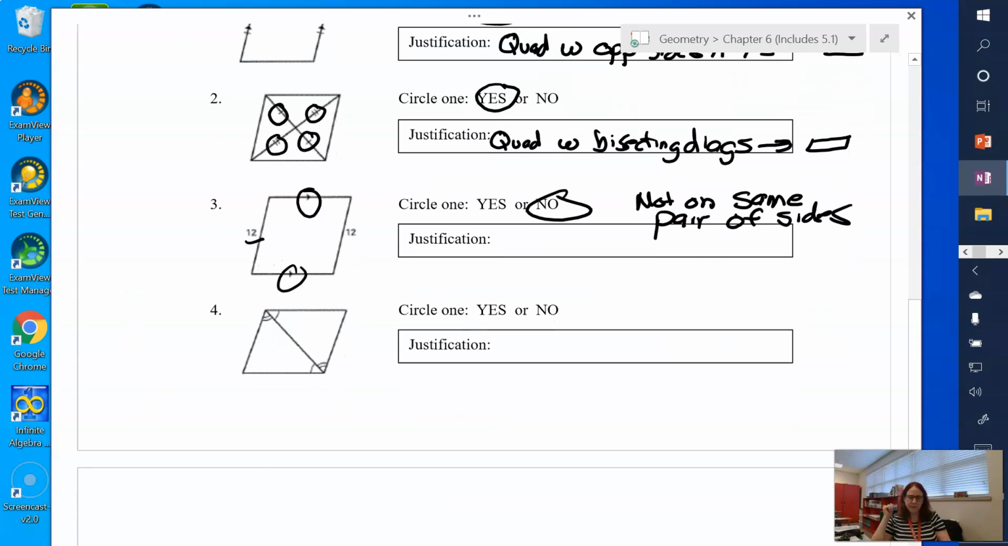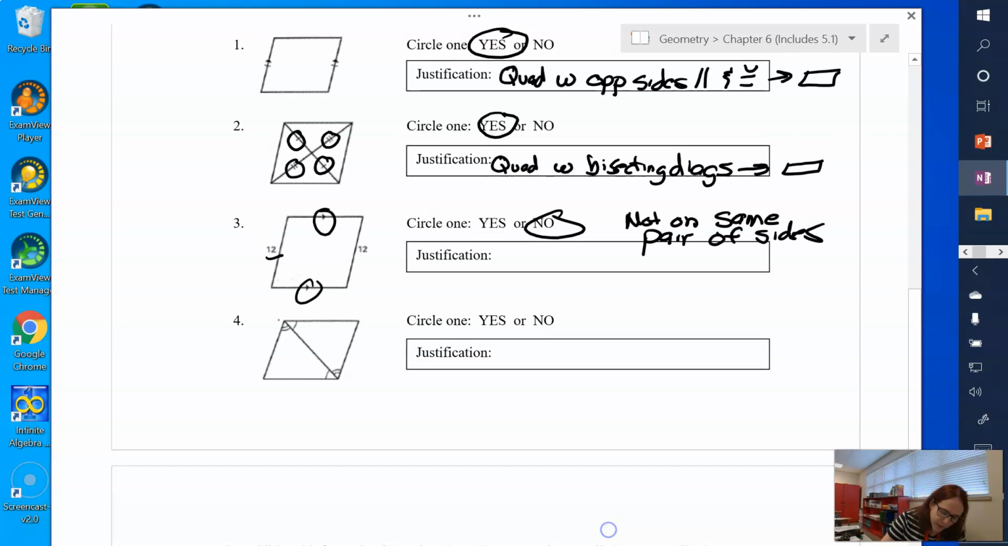Next one. Check this one out. I have, right here, those two angles are congruent, and right here, those two angles are congruent. So I've got one pair of opposite angles congruent. Is that enough to say that this quadrilateral is a parallelogram? Pause this video and think about this, and when you come back, I'll tell you the answer.